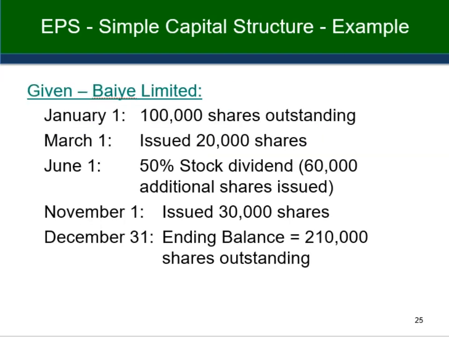So again, a simple capital structure example. We had 100,000 shares outstanding. We issued another 20, then issued a 50% stock dividend. So there were 120 outstanding before. A 50% stock dividend adds another 60. And then November 1st, we added another 30. So the ending balance is 120 plus 60, 180, plus 30 is 210.